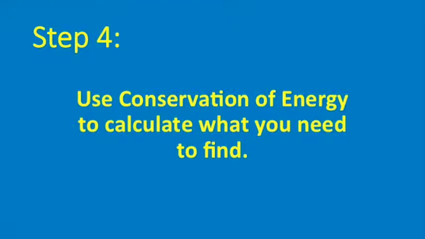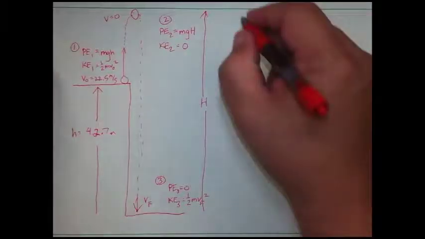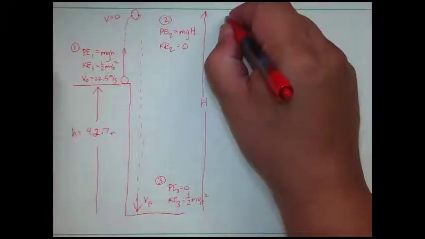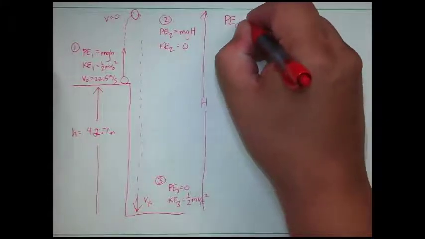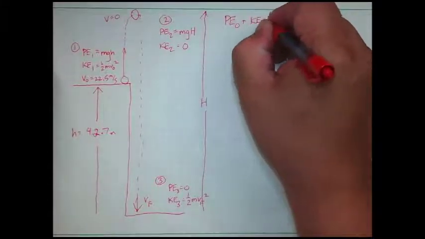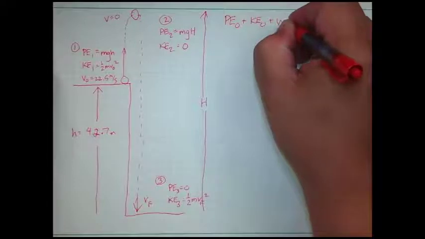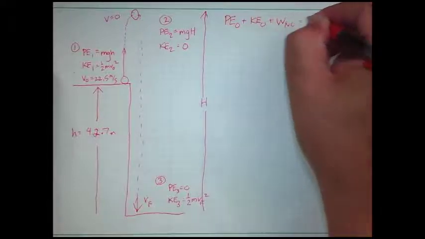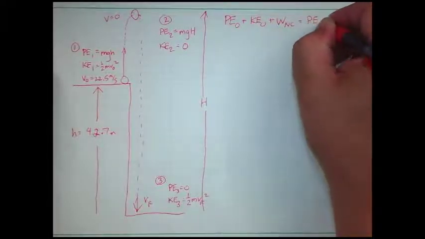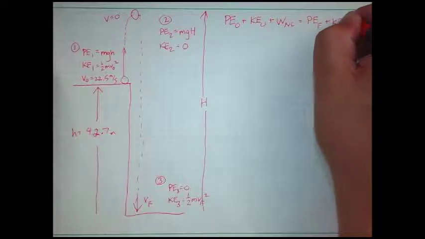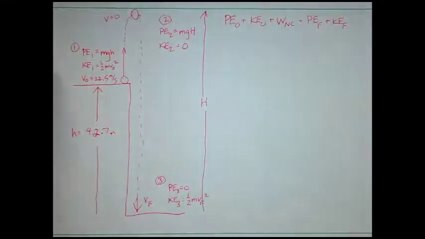Step 4, we now use the principle of conservation of energy to find out what we need to find out. This is the formula for conservation of energy. The initial potential energy plus the initial kinetic energy plus the work done by non-conservative forces equals the final potential energy plus the final kinetic energy. There are, of course, other types of energy, but these are the types that concern us in this problem.